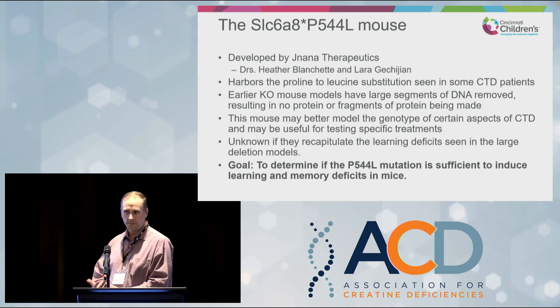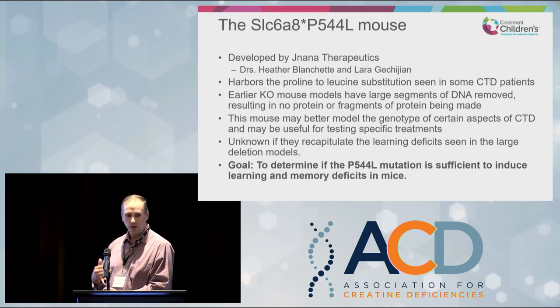Our earlier knockout models, my model and Dr. Baroncelli's model, have large segments of the DNA removed. So in mine, it was exons 2 through 4, and theirs, it's exons 5 through 7, which results in a complete loss of protein, but may not be an excellent model for specific point mutations. So this is an important next step, where we start identifying maybe a different model that we can test some of the compounds that were talked about this morning, in fact.